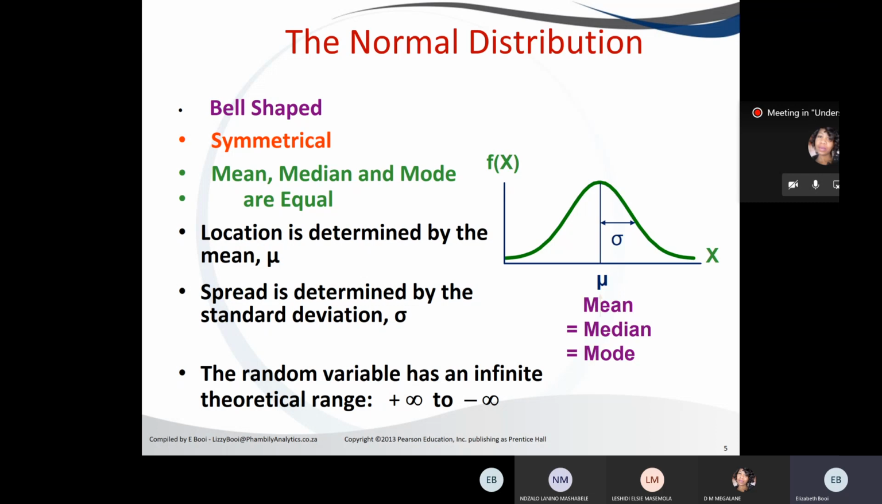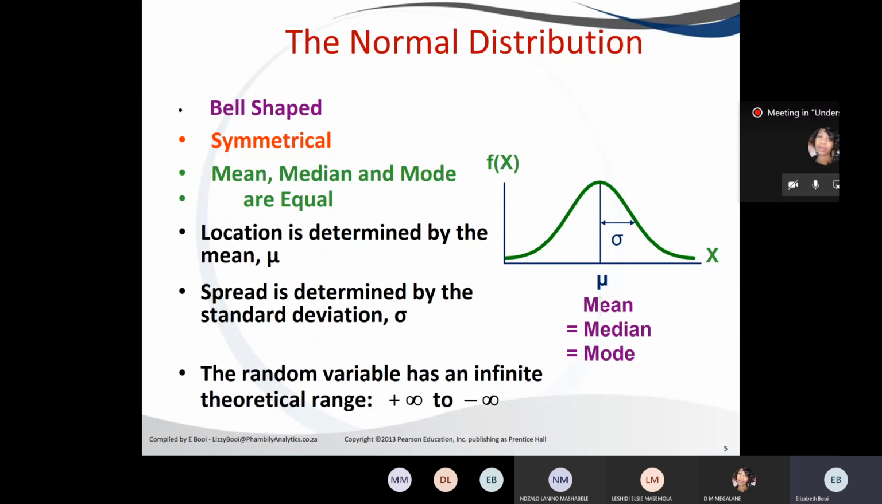It is where the mean, the median, and the mode are equal. We call it a symmetrical chart or a symmetrical graph. The location of the middle point of your graph is determined by the mean, and the spread, which means how wide or how tall the graph is, is determined by the standard deviation. So it can be one standard deviation, which means it's a properly bell curved distribution, because a standard normal distribution is a curve with a mean of 0 and a standard deviation of 1. And if it's a standard deviation of 3, the curve might be flatter.